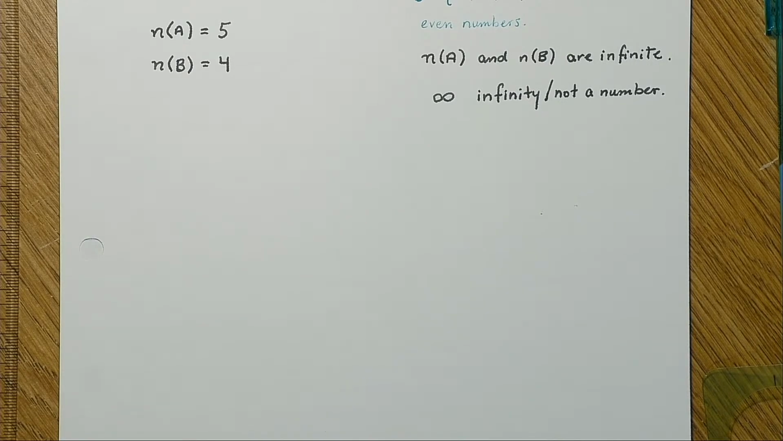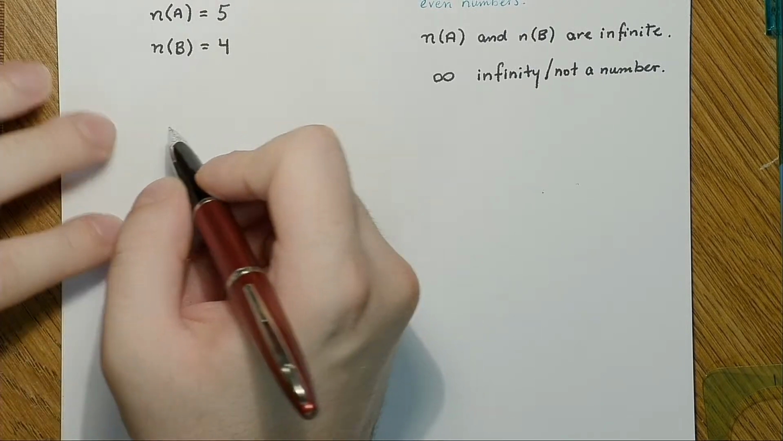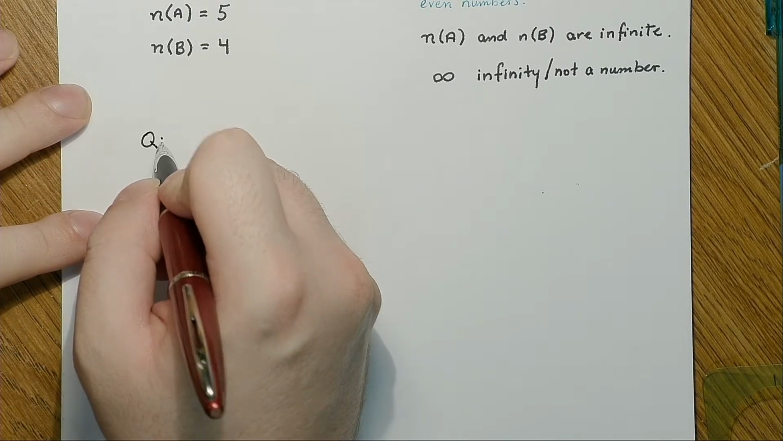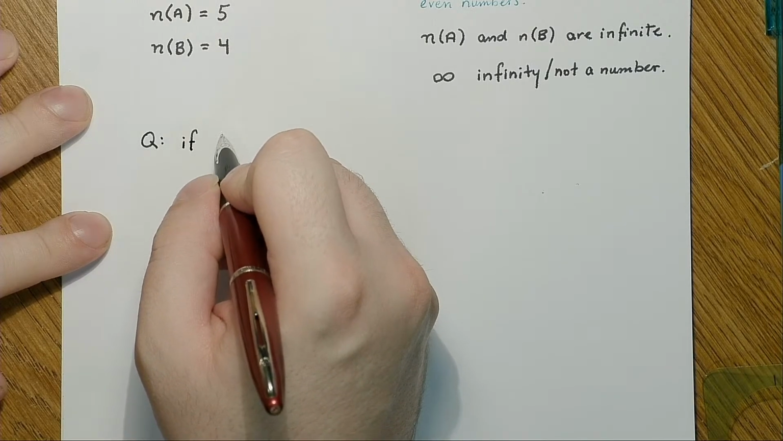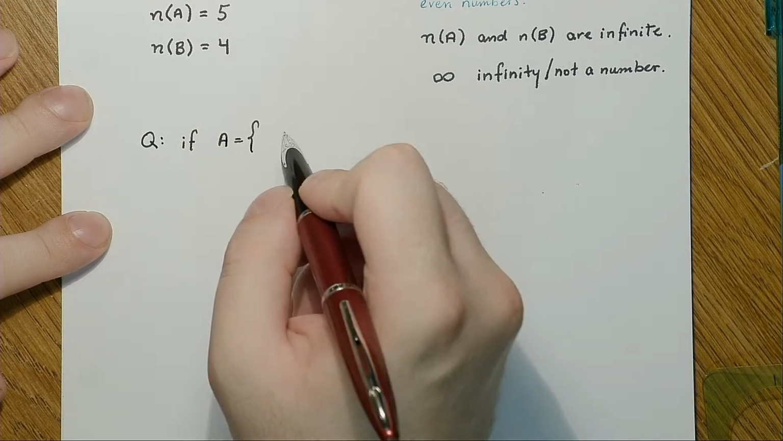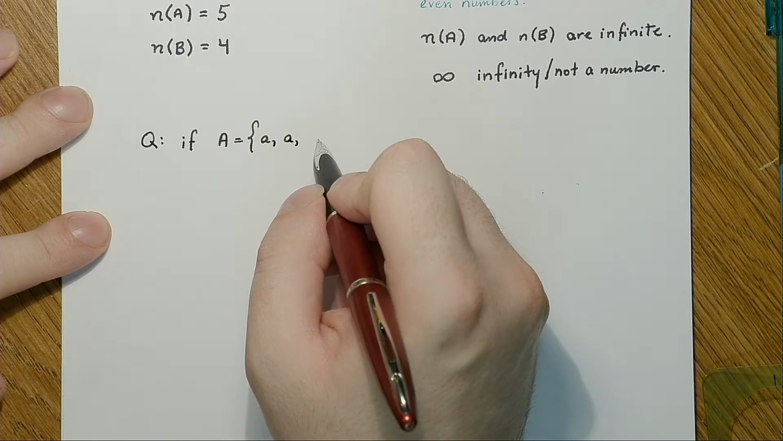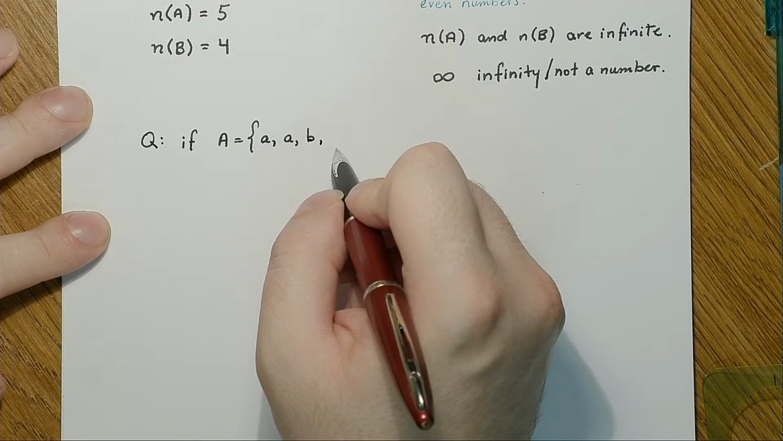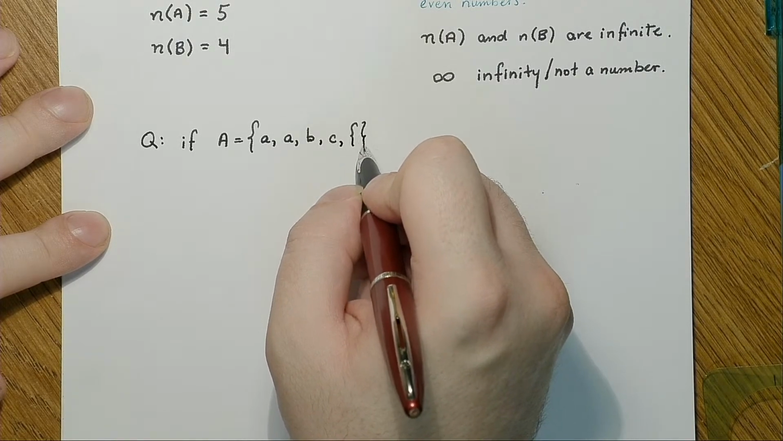Here is the question somebody had asked. We had A is equal to A, B, C, and here's an empty set.